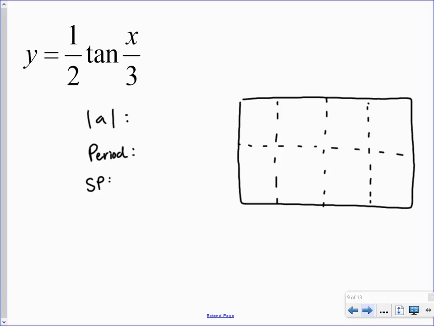Okay. Lexi, what did you get for absolute value of A? Half. 1/2? Callie, what did you get for the period? 3 pi. It's pi divided by 1/3, so you're multiplying by the reciprocal, which is 3 pi. And what did you get for the starting point, Ethan? 0, 0.